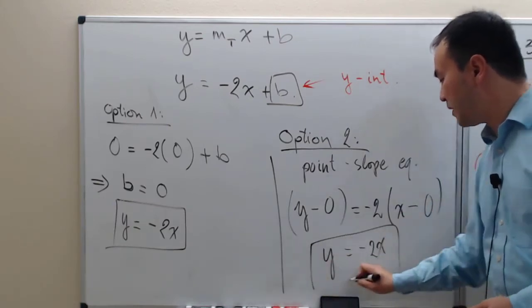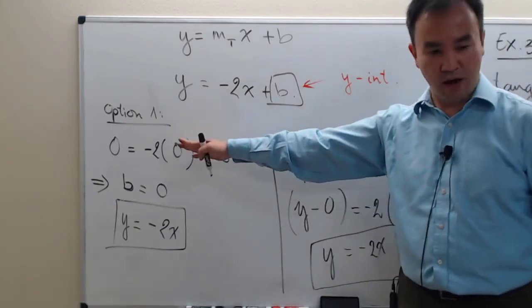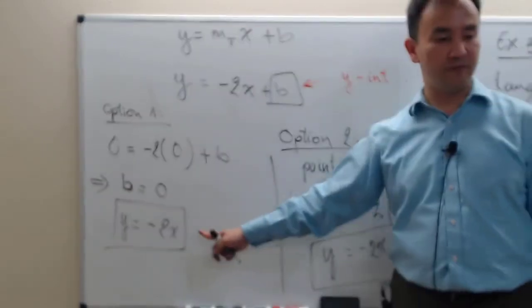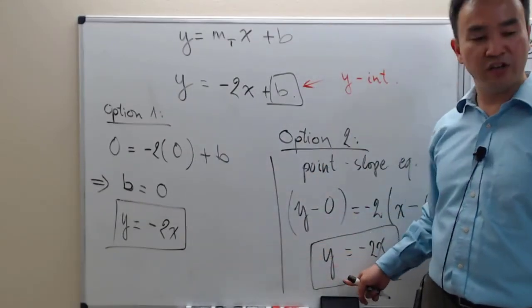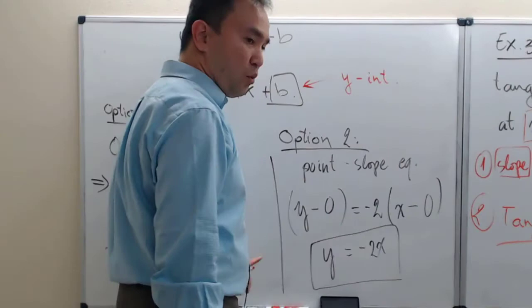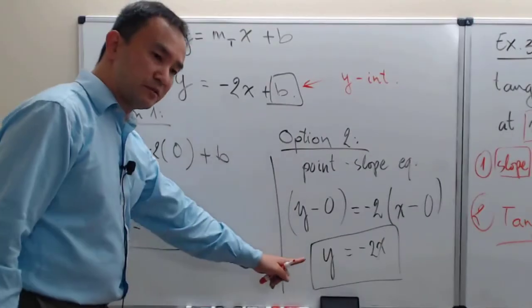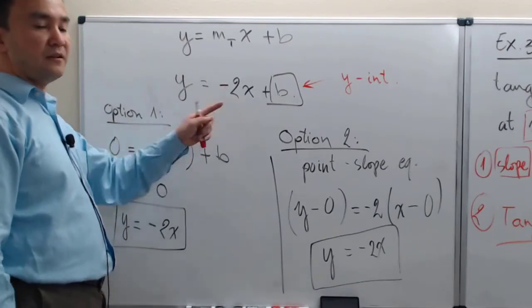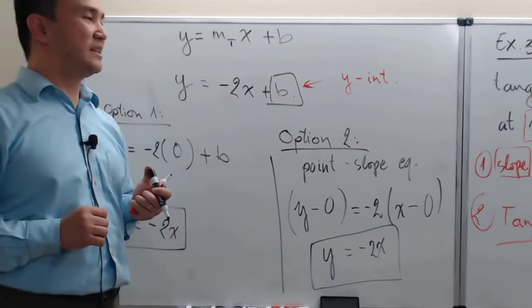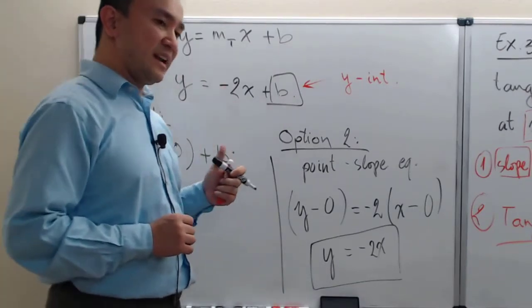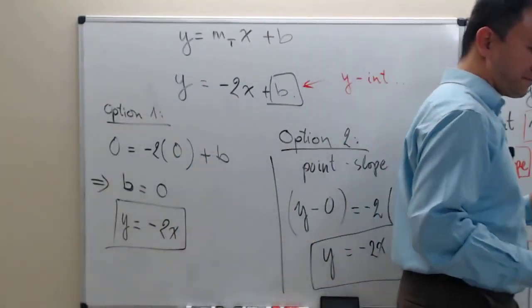Now comparing the two answers, either you went with option 1 or option 2, you would arrive at the same equation of the tangent line. And in both ways, we're now at the slope intercept form of the equation of the tangent line that we're looking for. Okay, and that is our example 3 right there.